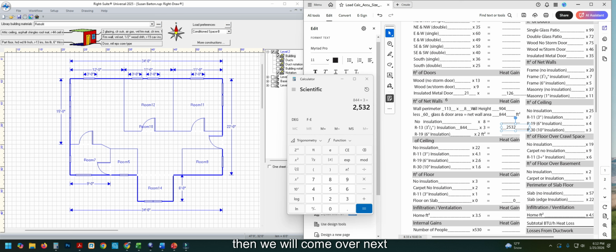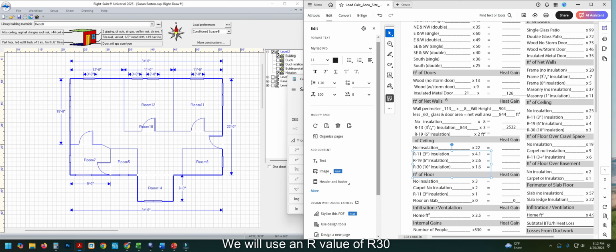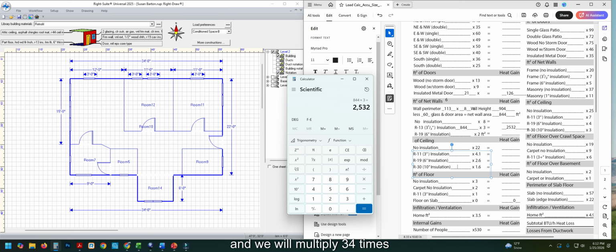Okay, then we will come over next to our ceiling. We will use an R value of R30 for our ceiling, and what our dimensions were again. We will use our handy dandy calculator, and we will multiply 34 times 22. And then we did add the value of the 6 times the 8, which is the 48, which gives us 796. So we have 796.